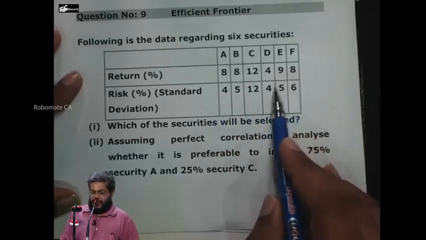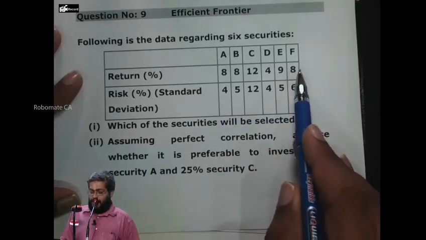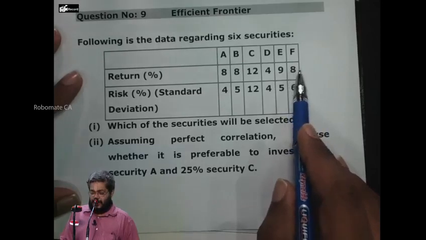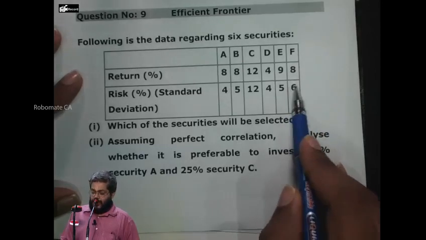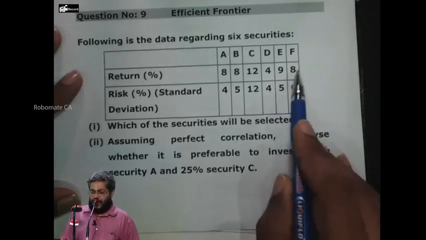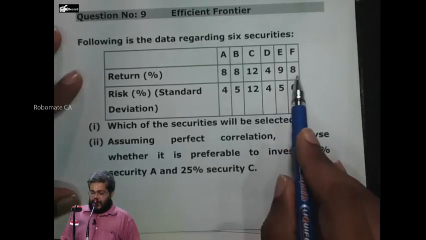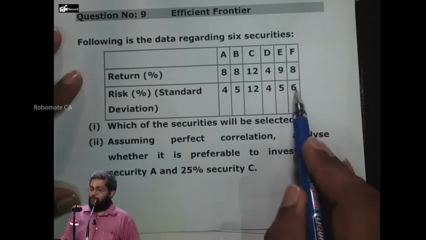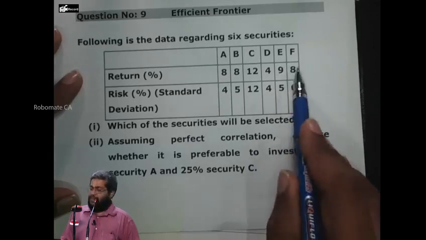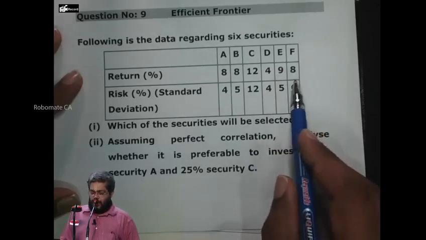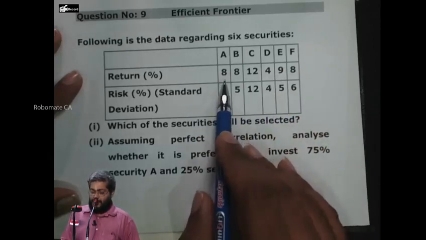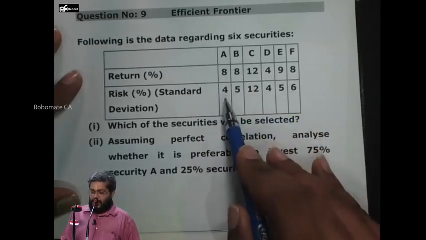E is efficient. Is F efficient or inefficient? Why is F inefficient? Because for a lower risk, for a risk of 5, E gives you a higher return. Isn't that correct? So E's risk is 5, F's risk is 6. E has lower risk but gives you a higher return. Also F is inferior to A, because for the same return A has a lower risk.